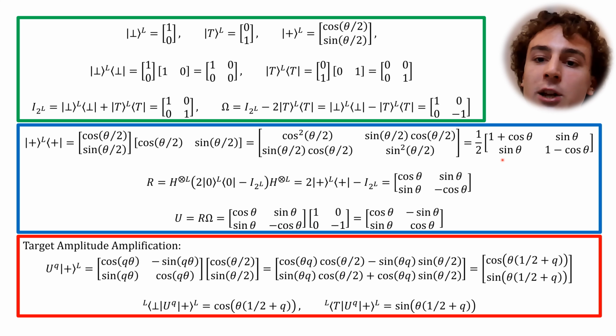What about the off-diagonal entries? Well, they come from these mixed terms. So when we have a sine of theta on 2 times cosine of theta on 2, we can re-express that as 1/2 of sine of theta.